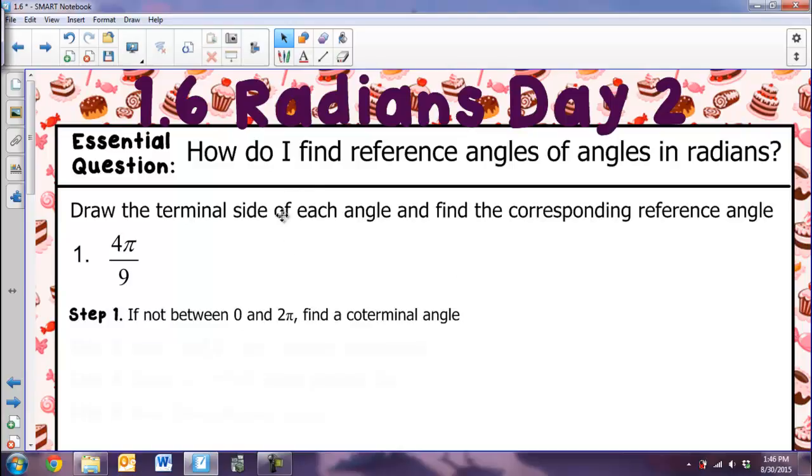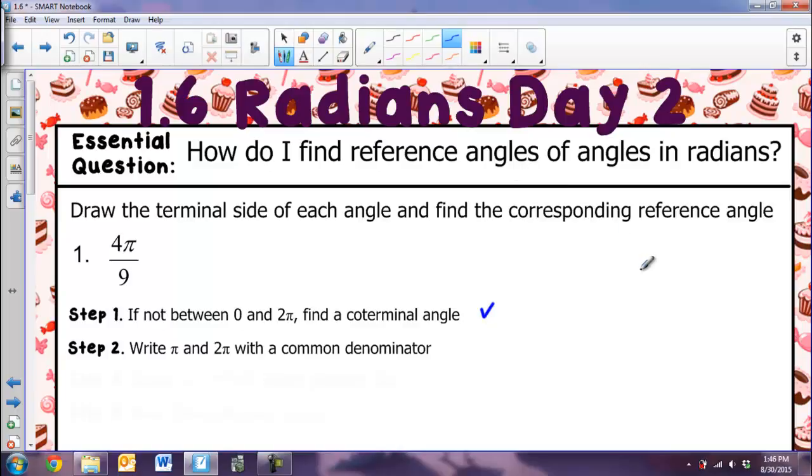The first thing I notice about number 1, we are okay for step 1. We are in between 0 and 2 pi. Something that was bigger than 2 pi would be bigger than 18 pi over 9, and we're good. So my second step then is to figure out what pi and 2 pi are with a common denominator.